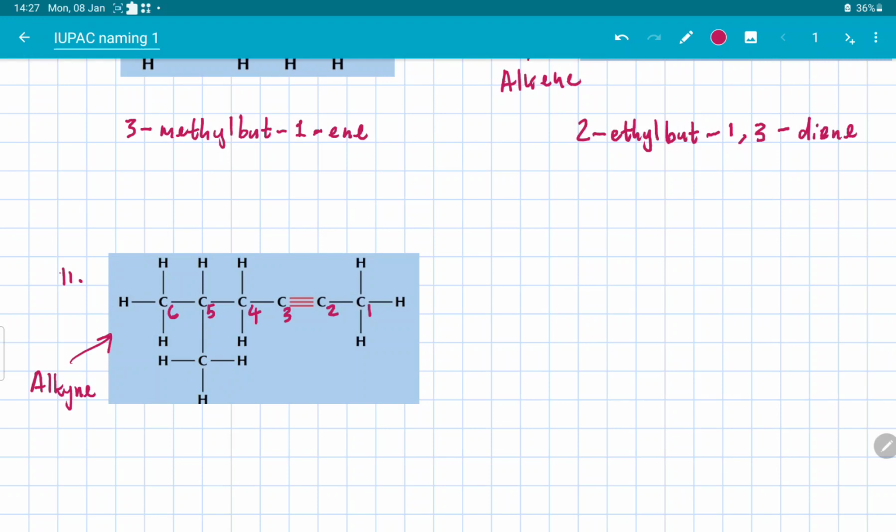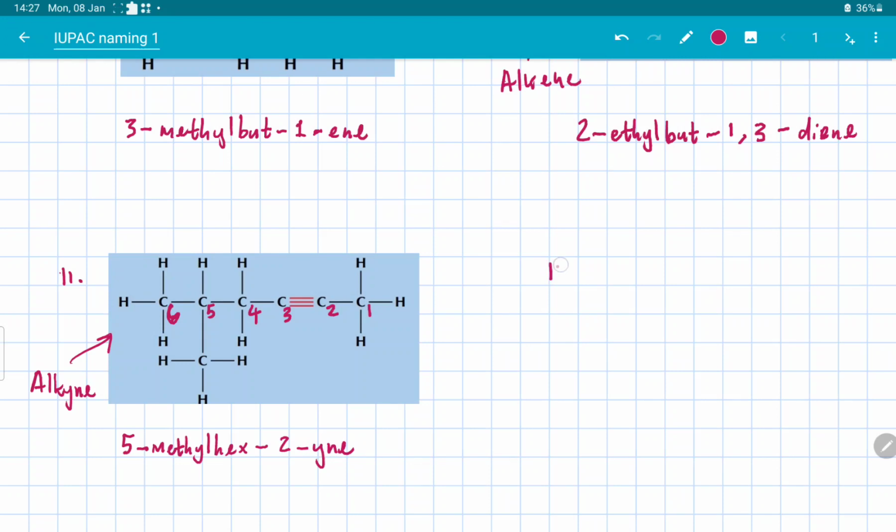By the way, you don't have to number when you name; I'm just doing it for you. The main continuous chain has 6 carbons, and we have a methyl at carbon 5, so this is going to be 5-methylhex. The main chain has 6 carbons, hex, and at carbon 2 there's a triple bond, so hex-2-yne.